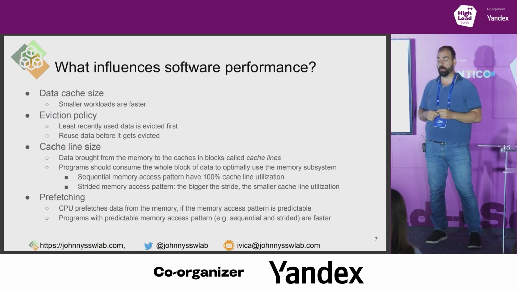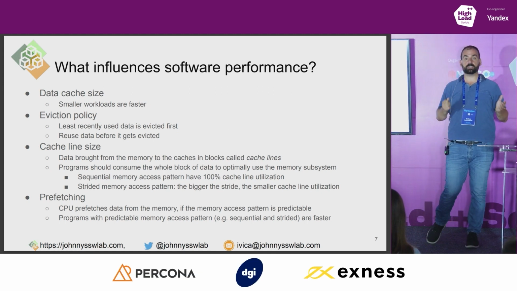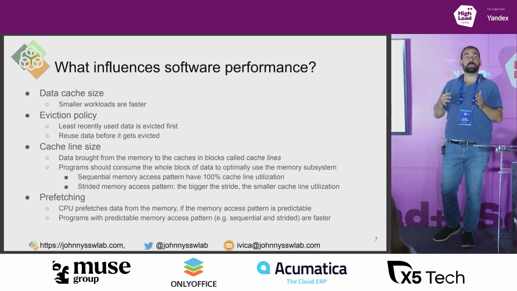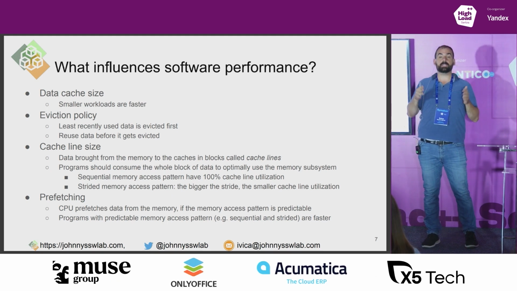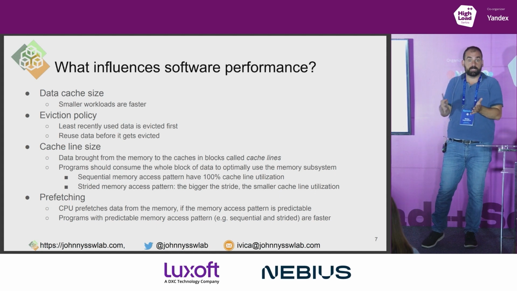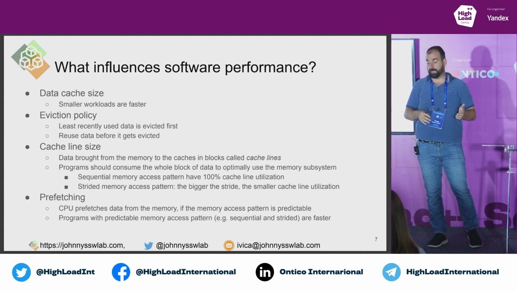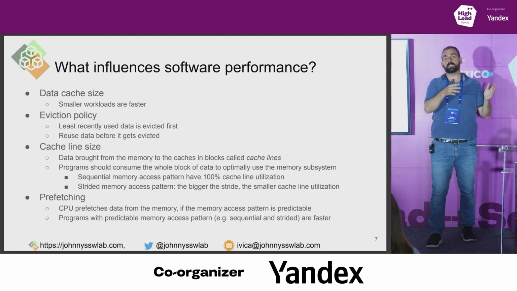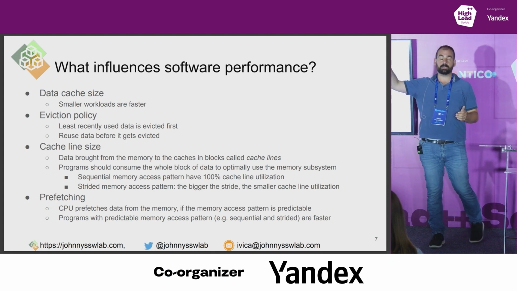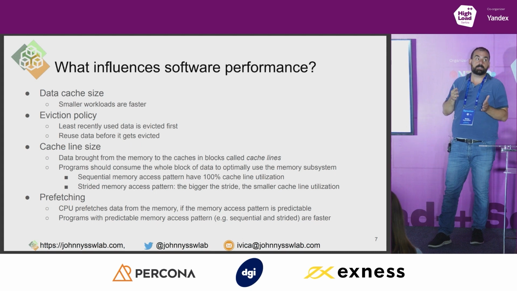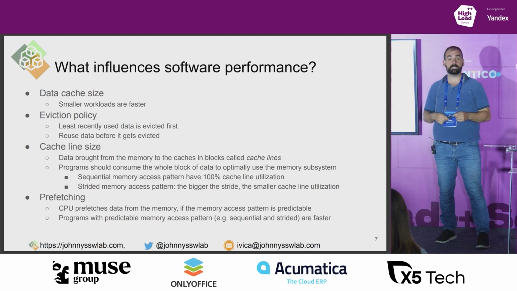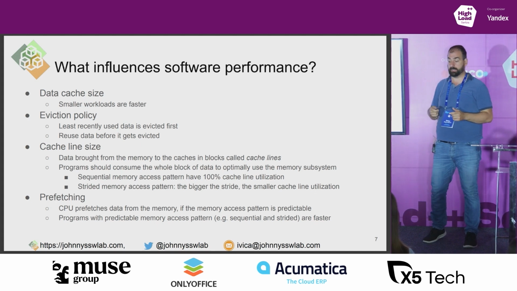Next is the eviction policy. So what is eviction? You have a piece of data in your data cache, but you don't need it. Some new data is coming to the data cache, and you want to get rid of some old data to make place for the new data. Normally the cache will remove the data that is least recently used. It figures we won't be using it, so it will remove it from the data cache. Now, the idea for us is to reuse the data before it leaves the data cache.